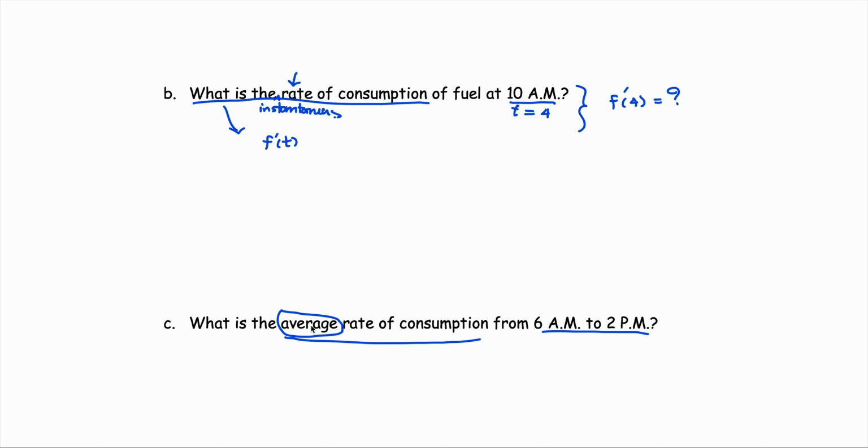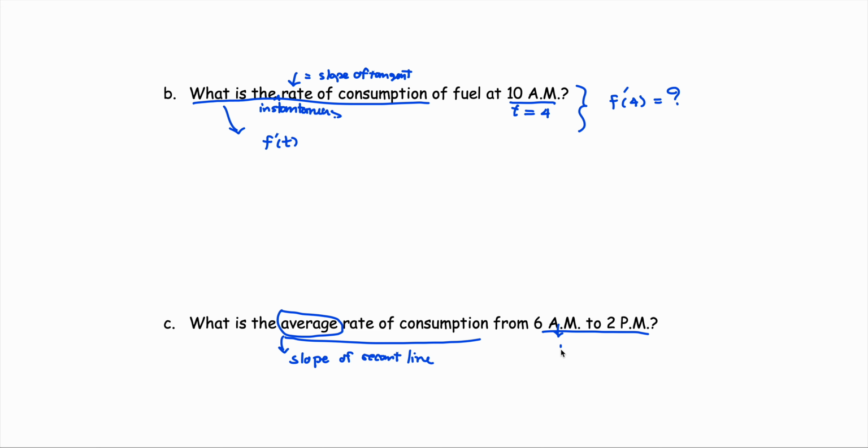If you recall, the average rate of consumption, or average rate of change, is the same as the slope of the secant line. So this is the slope of the secant line. Similar to this, the derivative is the same as the slope of the tangent line. Tangent, derivative; secant, normal slope formula, 2 different points of time.